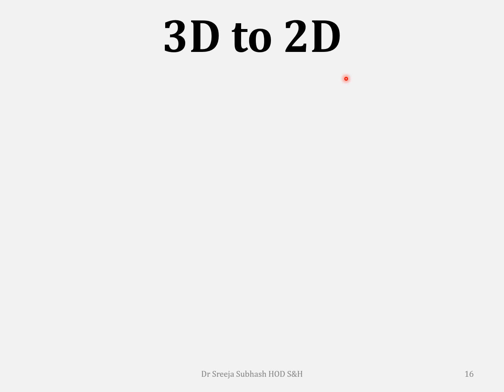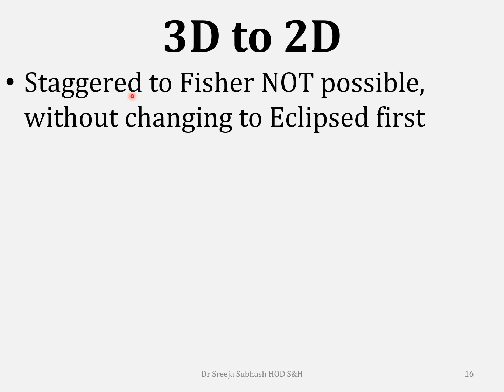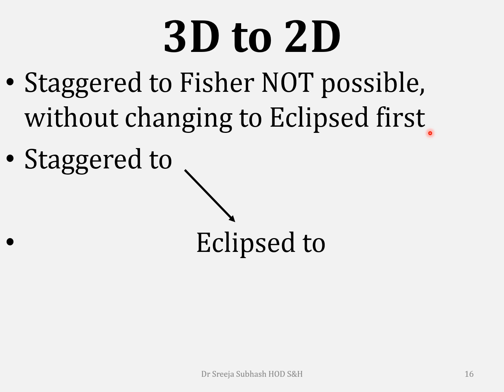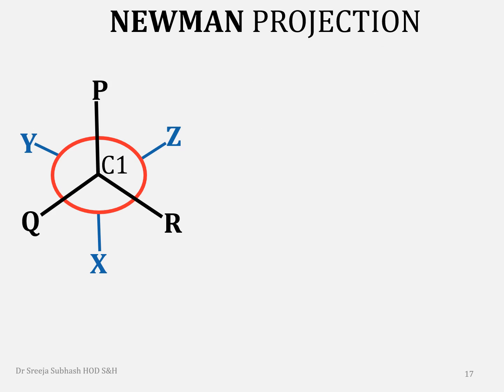In 3D to 2D conversion, the first thing that we have to keep in mind is that a staggered structure, which is a 3D structure, to Fischer, which is a 2D structure, is not possible directly. If you have a staggered structure, you have to first change that to eclipsed before you do the conversion to 2D. Staggered to eclipsed to Fischer. This has to be kept in mind.